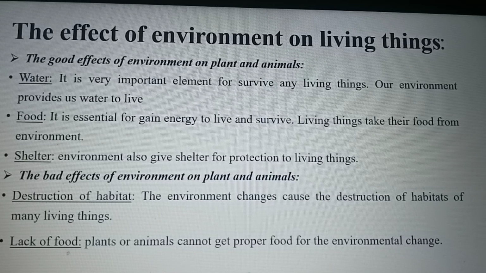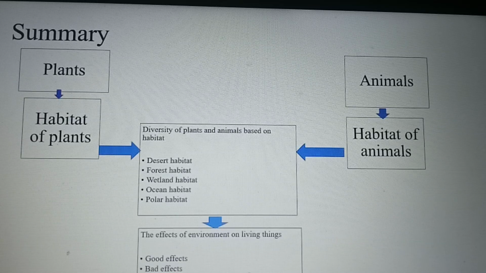So if we want to sum up the whole chapter, we already know what plants are and what animals are, and what the basic differences between them are. Then we learned what the habitats of plants and animals are. Then we learned the diversity of plants and animals based on habitat. After that, we learned the effect of environment on living things. So that's all for this chapter.